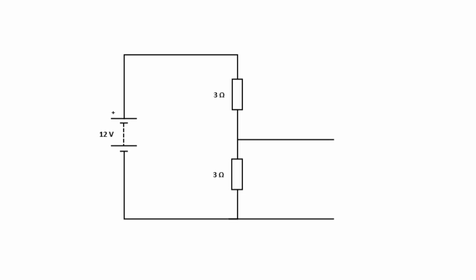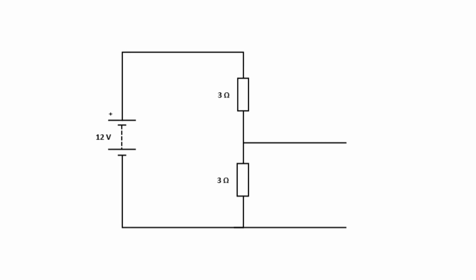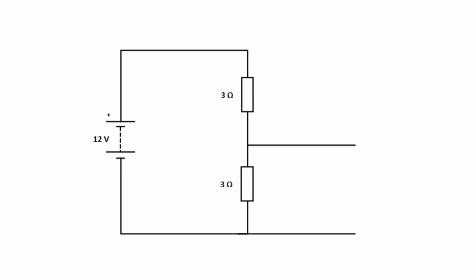The secret to both is to use what's called a potential divider. The simplest potential divider is just two resistors in series connected across a known potential difference, in this case 12 volts. The potential difference is divided or shared between the two resistances. If the two resistances are equal, then each gets half the potential difference. If they're not equal, then the smaller resistance gets the smaller share.